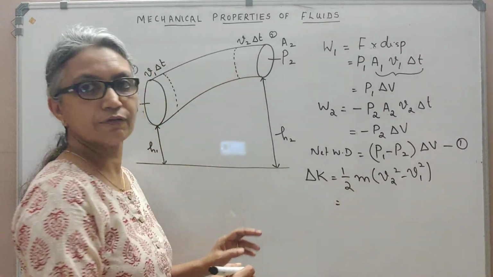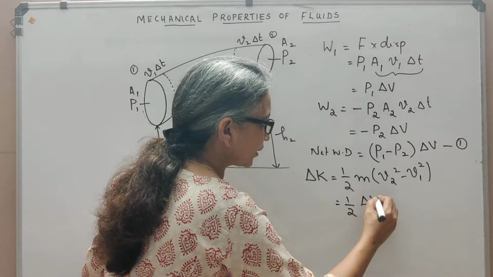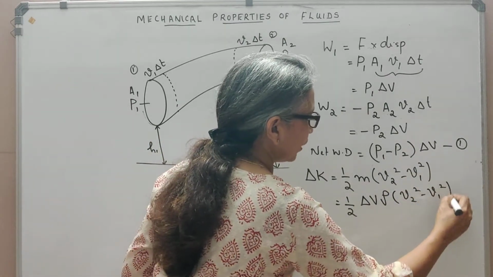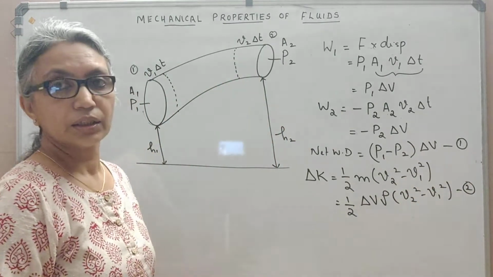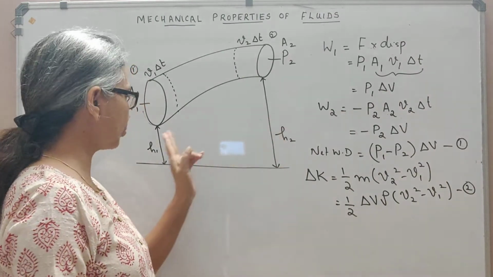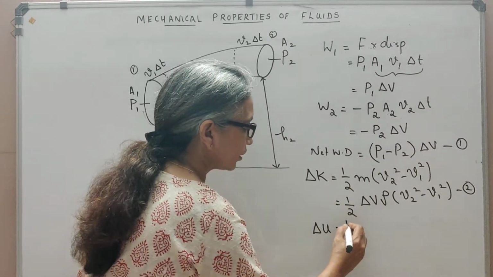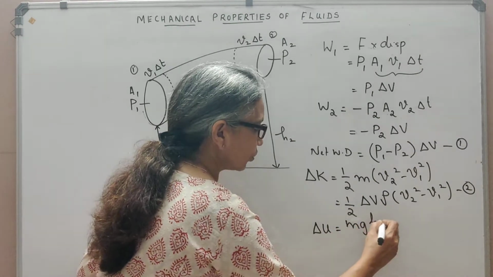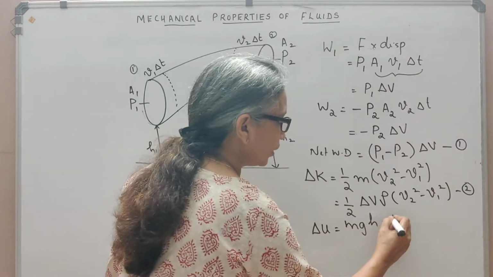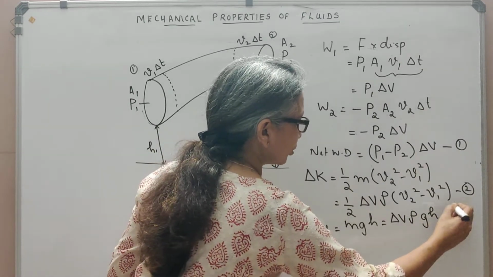Now mass I told you is volume into density. So I may replace this as half, volume is delta V, density is rho, V2 square minus V1 square, which is equation 2. Then we need to write the change in potential energy. Potential energy is higher here because H2 is larger than H1. So we have change in potential energy delta U as mgh, which is mass. Again I will replace with volume into density. So delta V rho gh, which is equation 3.